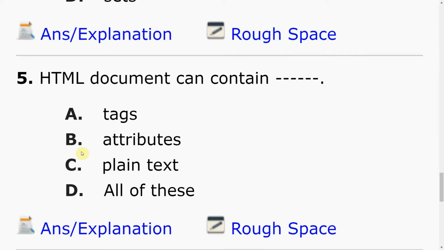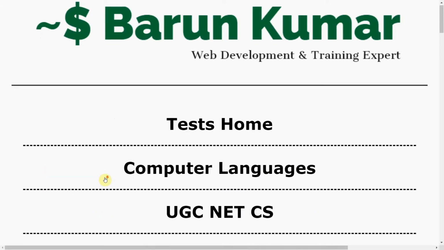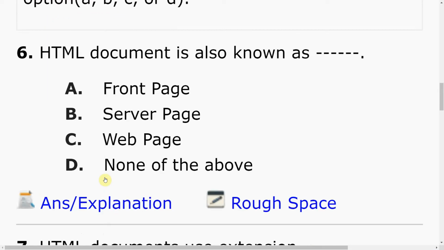Question number 5. HTML document can contain Option A tags, B attributes, C plain text, and D all of these. And the correct answer is D. Let's move on to question number 6. HTML document is also known as A front page, B server page, C web page, and D none of the above. And the correct answer is C web page.